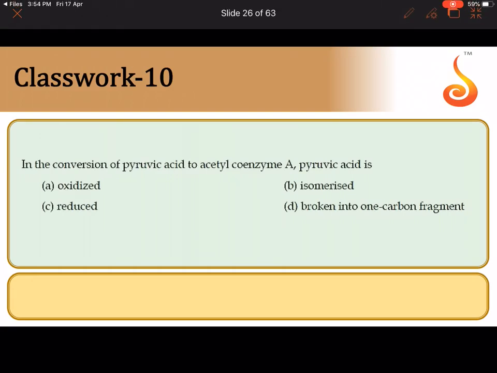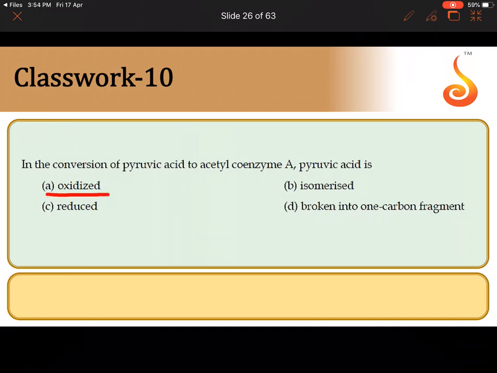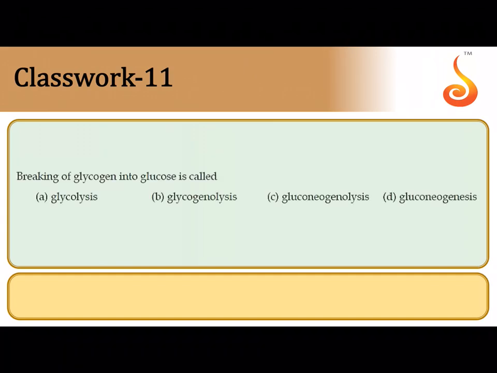In the conversion of pyruvic acid to acetyl coenzyme A, pyruvic acid is oxidized. Carbon dioxide is removed from it and hydrogen is removed. So it is oxidized. As a result, we say it is a dehydrogenase enzyme which has the ability to oxidize pyruvic acid, a 3-carbon compound, into acetyl coenzyme A, a 2-carbon compound. Breaking down of glycogen to glucose is referred to as glycogenolysis.